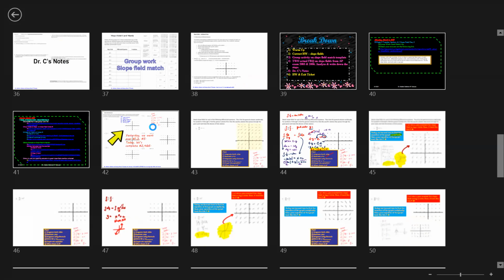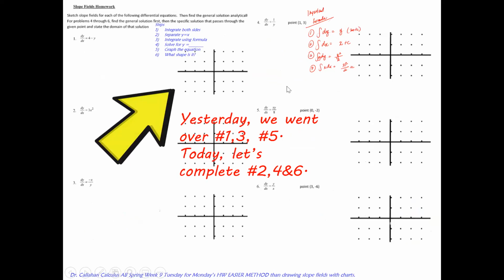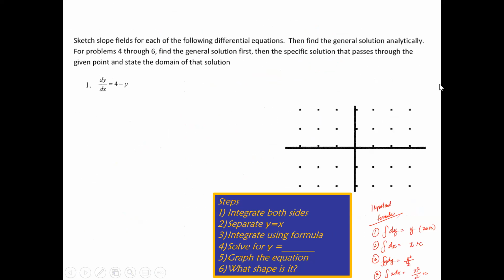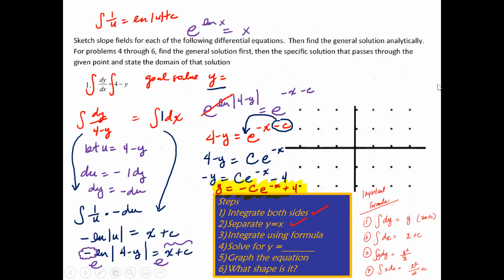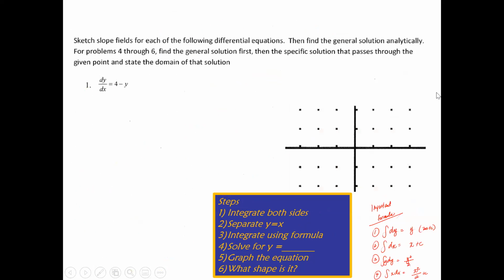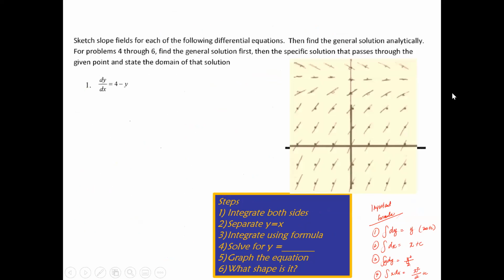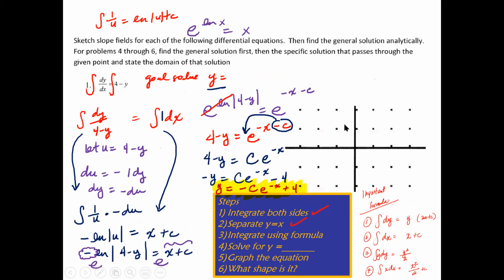I'm going to have you get started right over here on this page. So yesterday, we actually only went over number 1 and part of number 5. If you were doing this online with me yesterday on Monday, we actually did go over number 5 with a video. But today, we're going to complete 2, 4, and 6. So if you were not here for number 1, take a look at number 1. This is what your graph looks like once you complete the slope fields. And then this is what your equation is after you use u-substitution. We went over this one in class.